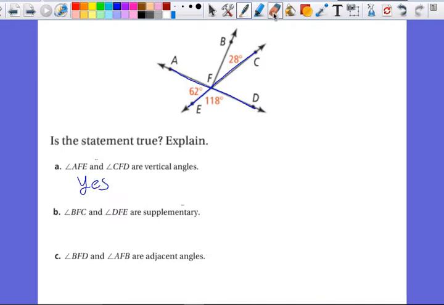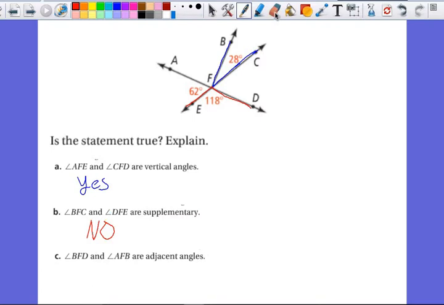All right. The next question asks us if these two angles are supplementary. The first angle being BFC, which is this angle. The second angle being DFE, which is this angle. So the question they're asking is if I take 118 and I add 28 to it, would it equal 180? Well, hopefully you know by looking at it, if you take 118 and add 28 to it, you would get 146. That is not 180, so the answer to that one would be no. And the reason why is they don't add up to 180.